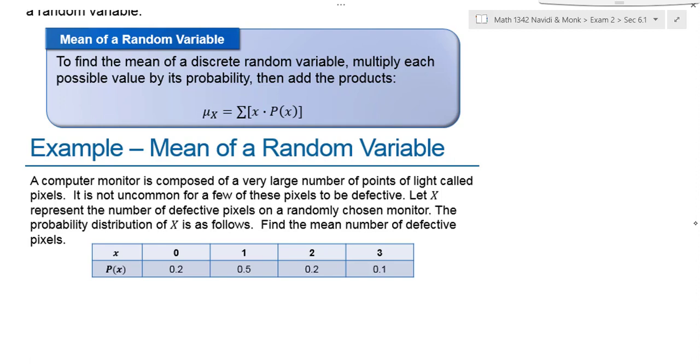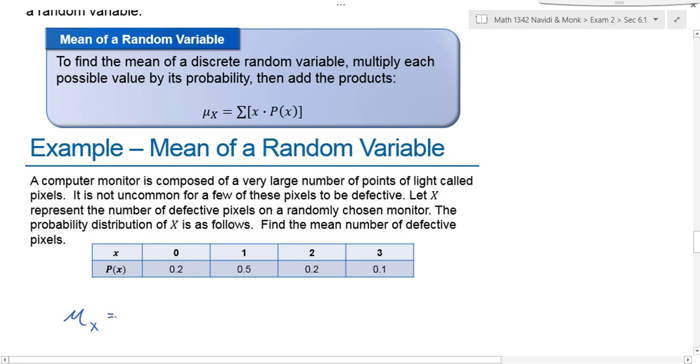A computer monitor is composed of a very large number of points of light called pixels. It is not uncommon for a few of these pixels to be defective. Let x represent the number of defective pixels on a randomly chosen monitor. The probability distribution of x is as follows. Find the mean number of defective pixels. We use this symbol right here for the mean, and then we use the x to show that it's the mean for our random variable x for our discrete data.